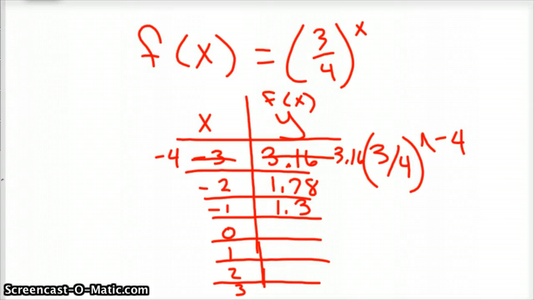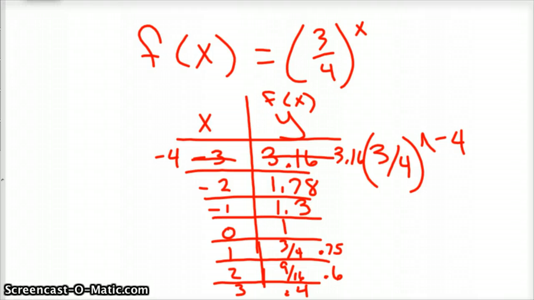And then 3/4 to the 0 power. That one's kind of nice. That's 1. 3/4 to the 1 power is 3/4. 3/4 to the second power would be 9/16, which is 0.56. So about 0.6. And 3/4 to the third power is 0.42, and we can kind of see a trend starting to develop here.